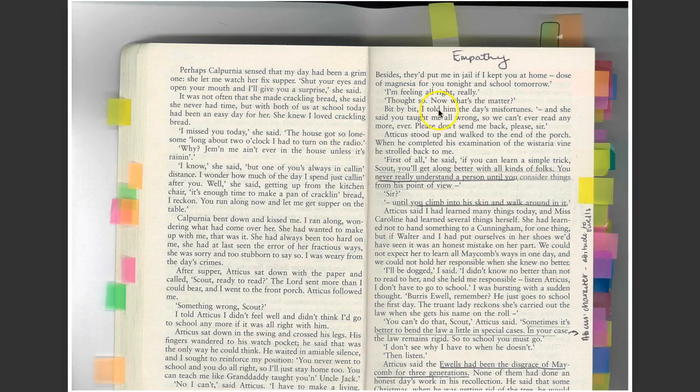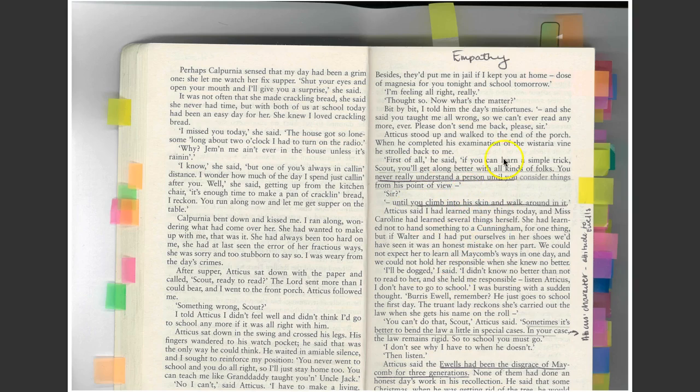All right, and then we're skipping forward, and this is a little negotiation between, I think it's Atticus and Scout. First of all, he said, if you can learn a simple trick, Scout, you'll get along better with all kinds of folks. This is one of the most important quotes in the whole book. You never really understand a person until you consider things from his point of view, until you climb into his skin and walk around in it. Atticus said, I had learned many things today, and so he goes through the lessons.